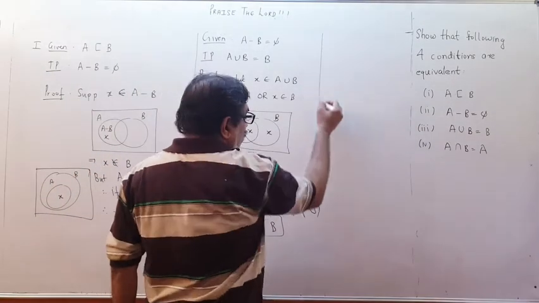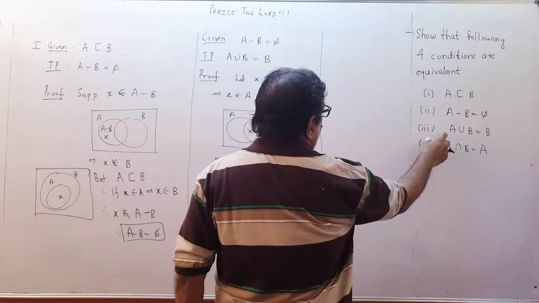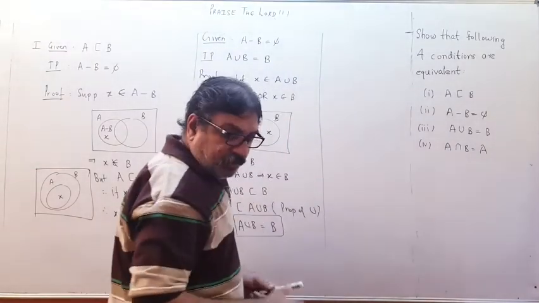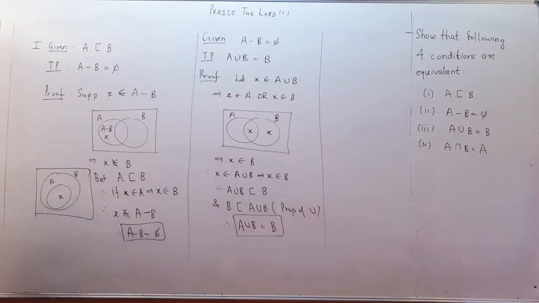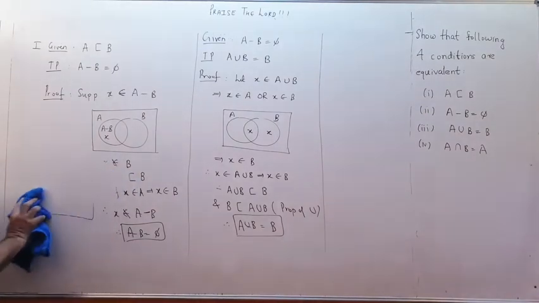Then I go to the third point. Given this, I have to prove this. Okay. Children, please pause and copy. I will replace. Please pause and copy. I go to third and fourth.